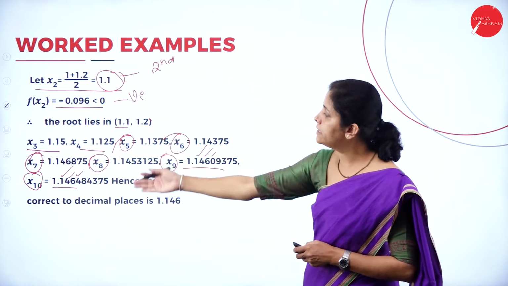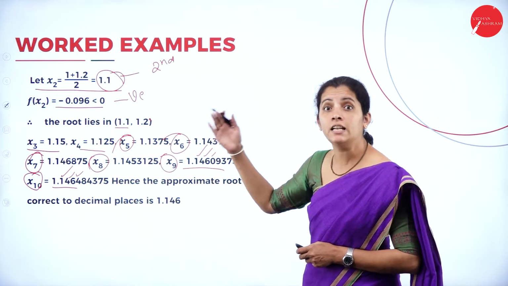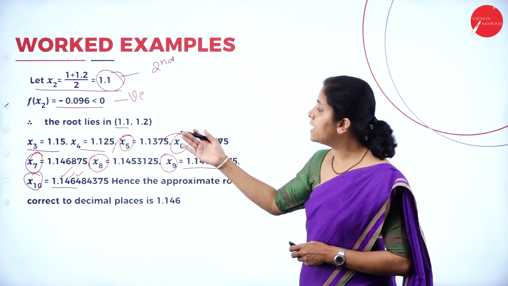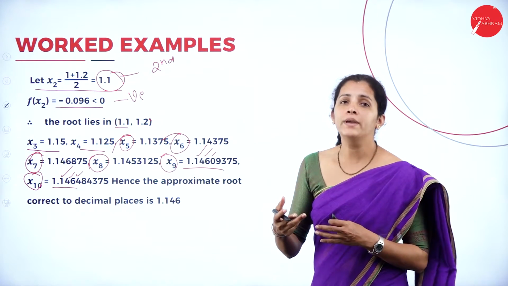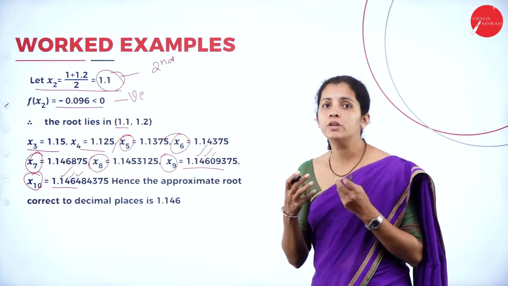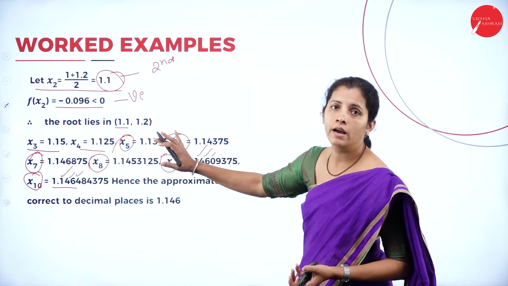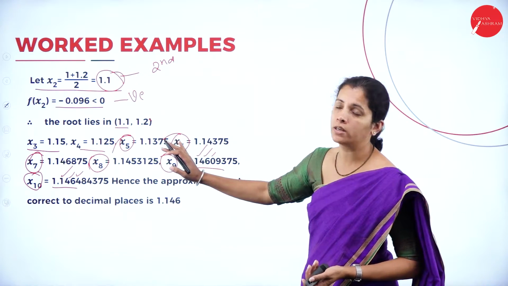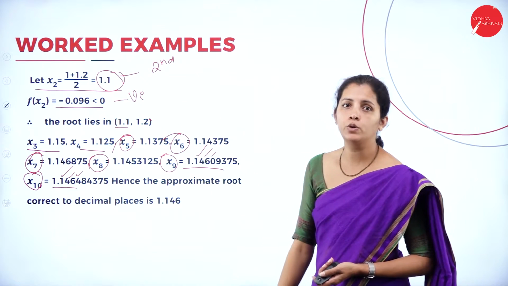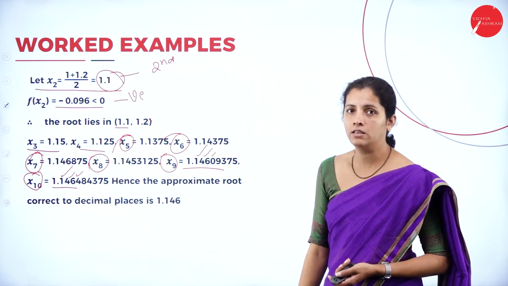So how many iterations am I going to carry out? Till 10. So what is iteration? That is looping or repeating. I am going to repeat the same process until I get the exact root. So this is the way I can apply the bisection method.